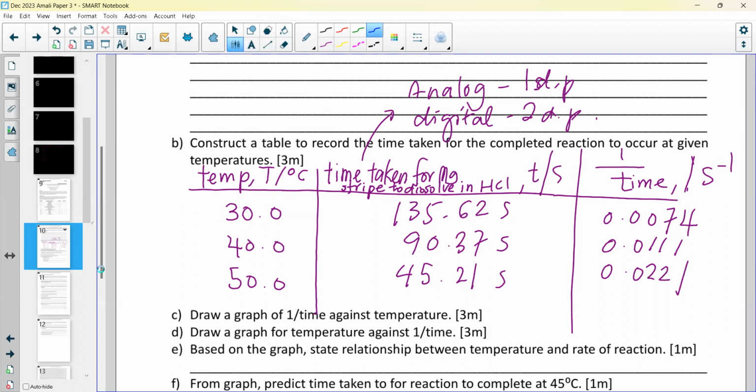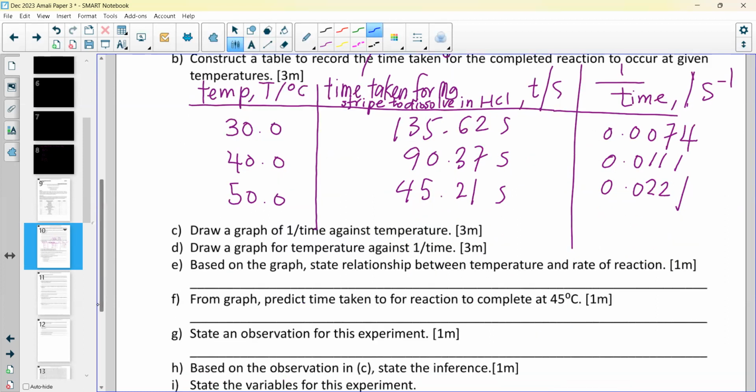Let's say we use this, can you all practice drawing the graph? I purposely use these two graphs for you. You look behind, I have these two graph papers. One is graph 1 over time against temperature. Another graph is temperature against 1 over time. Can you get these two graphs ready now? Can practice now. For those of you who join online, please try these two graphs.